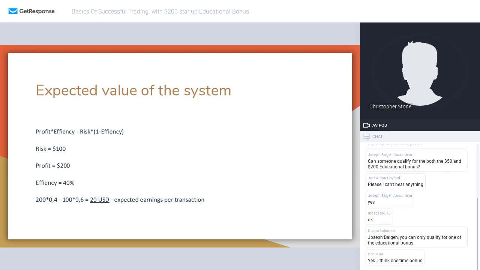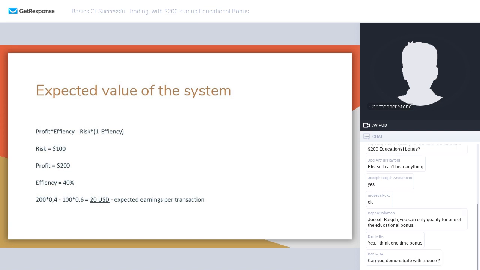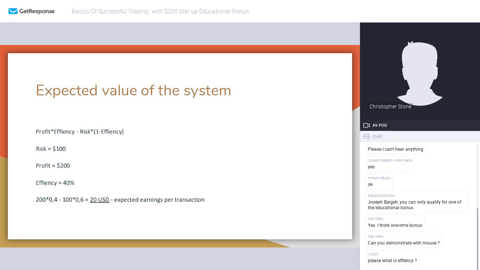It means it is the expected earnings per transaction. So if we trade and keep our efficiency at 30%, with our risk $100 and profit $200, then with efficiency 30% we will still make some money. But remember, our risk ratio is equal to 0.5: 100 versus profit 200, 0.5.